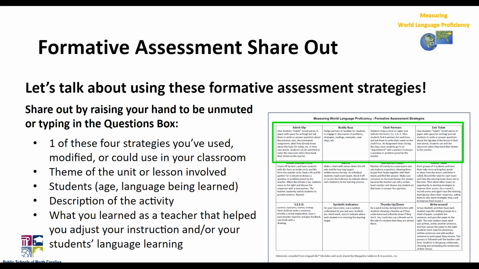All right. I'm going to take a quick look. We've got several people offering what they do with formative assessment, in types of formative assessment that we're going to get to in a minute.